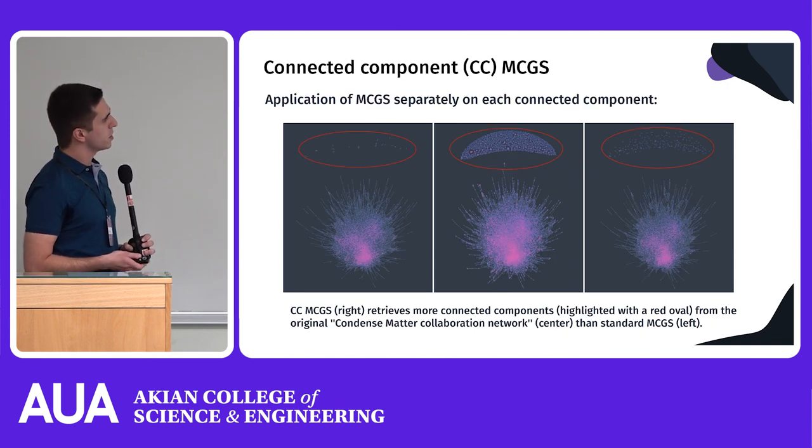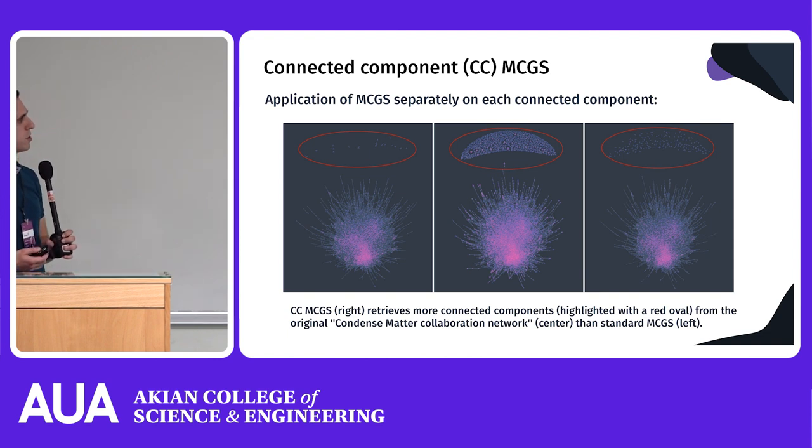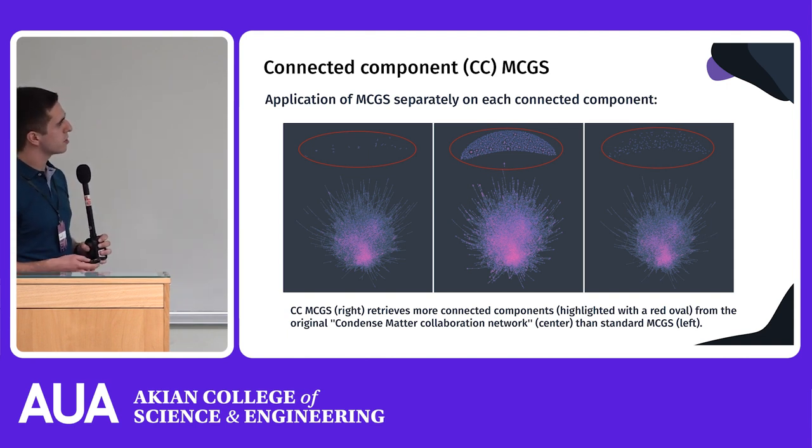And one last approach that we offer is called connected component MCGS. Well, the regular MCGS performs on the whole graph. It doesn't differentiate between different connected components. And as we can see in this example, some information can be missed. For example, in our original graph, we have a large central component. And at the top, in this cloud-like thing, we have many small connected components. Okay, they can count like 2, 3, or 4 nodes.